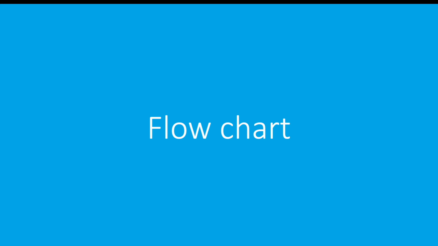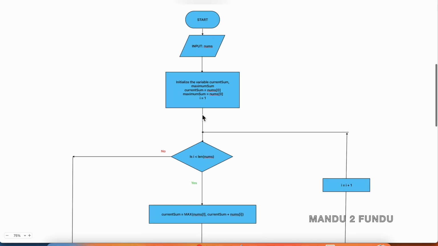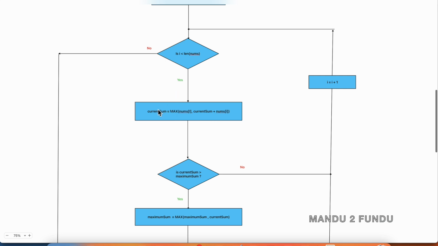Let's look at the flowchart. Input for this max subarray procedure is the nums array. First we initialize the current sum and the maximum sum variable with the value of the first element in the input array, and then we initialize the index with value 1 so that we start processing the array from the second element. In each iteration we check whether the index is less than the length of the array. If that is true, then we update the current sum with the maximum of the current element nums of i and current sum plus nums of i. Whichever is greater, we assign that to current sum.